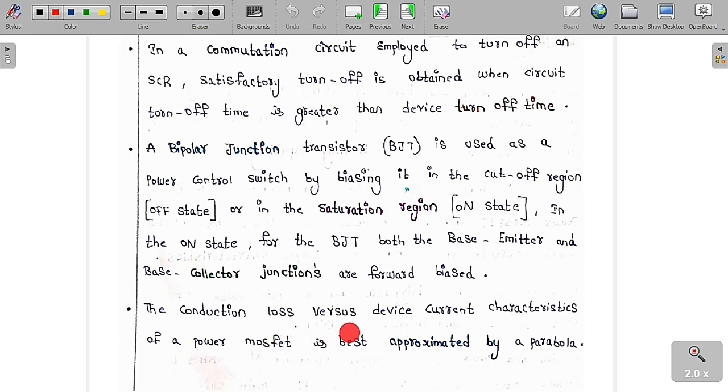The conduction losses versus device current characteristics of a power MOSFET is best approximated by a parabola.